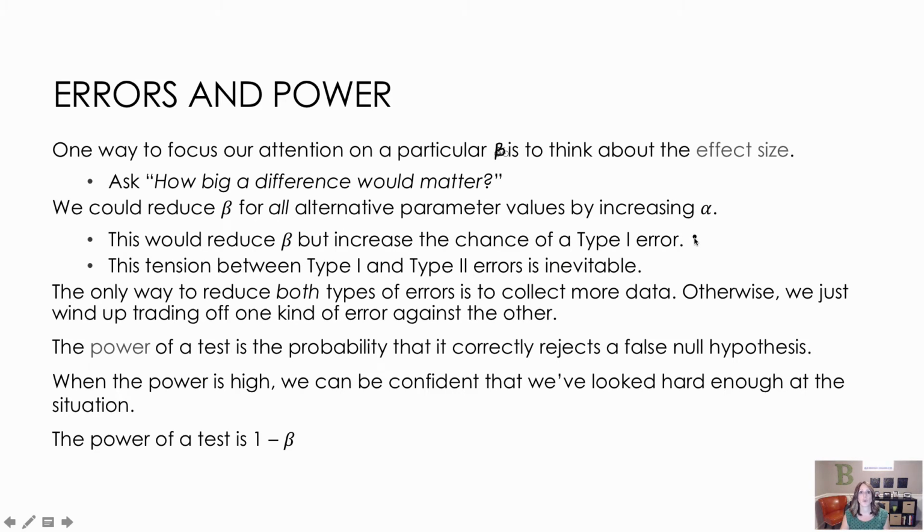So you're always going to have a chance for error. If you decrease the chances of making a type 1 error, you're increasing type 2, and vice versa. And the power of a test is the probability that I correctly reject the false null. The power is 1 minus beta.